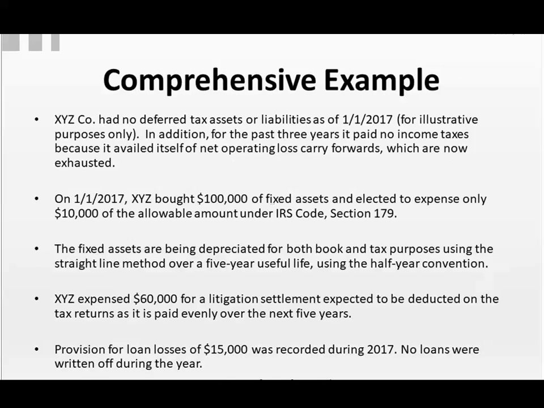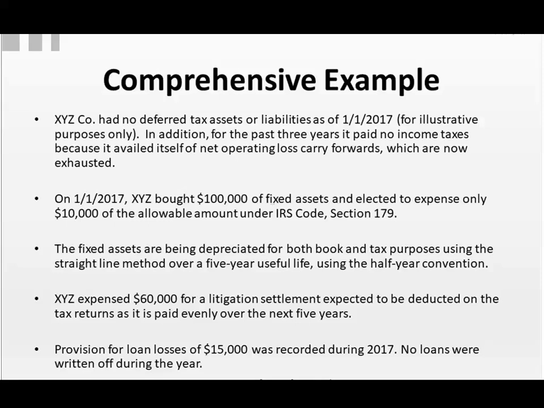Okay, now the carrybacks and carry-forward rules have changed under the new law. We'll talk about that in a minute. I'm going to talk about the old law first. So on January 1st, 2017, XYZ goes out and buys $100,000 of fixed assets. And they elect to expense $10,000 of that immediately under Section 179 of the IRS Code. The balance, they're going to depreciate using the straight line method, half-year convention, strangely for both book and tax. I don't know why. You would think they'd use straight line for books and accelerated for tax, but in this case, it's a real life case, they did it for both book and tax purposes.